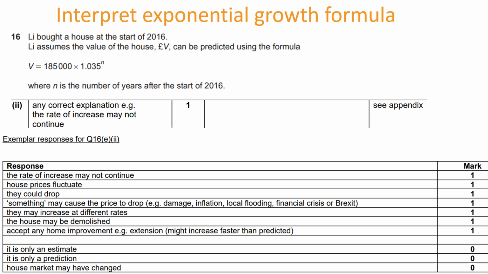Any of these answers at the top are worth 1 mark. So the rate of increase may not continue. The house price could fluctuate. They could drop. Something may cause the price to drop. They may increase at different rates. The house may be demolished. Accept any home improvements, e.g. extension, might increase faster than predicted. Any of those will give you 1 mark. The answers down the bottom will give you 0 marks. So if you said it's only an estimate, or it's only a prediction, or the house market may have changed, they won't give you a mark.